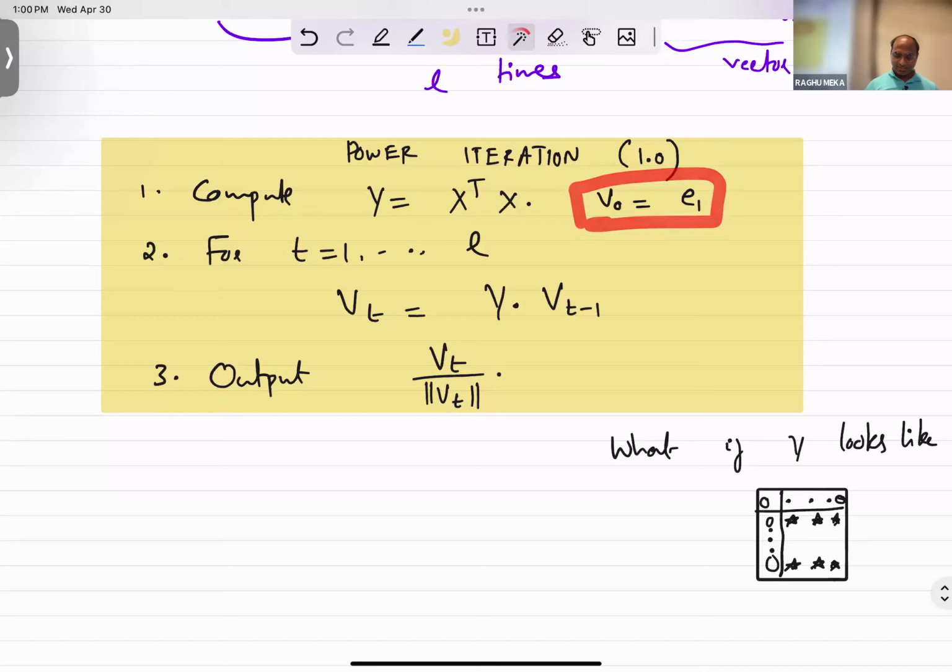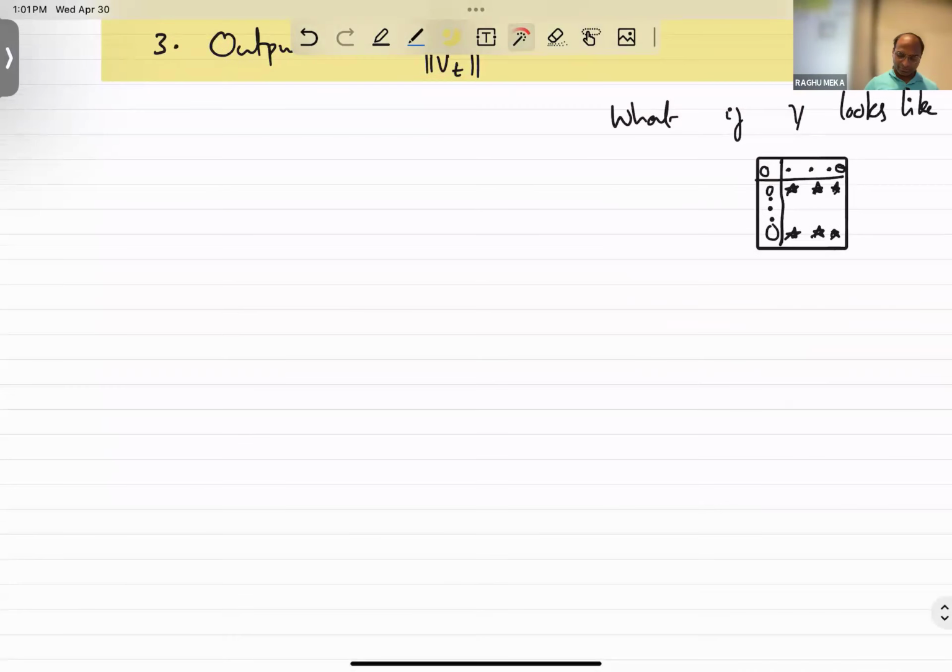The other thing is, do I even have to compute this? As I said, I really don't want multiplying matrices. I hate it. But here I'm computing it. But do I need to? No, right? Because I'm still only interested in X transpose X times Vt minus 1. Okay? So I can use the same trick again. And this leads us to the full power iteration algorithm.